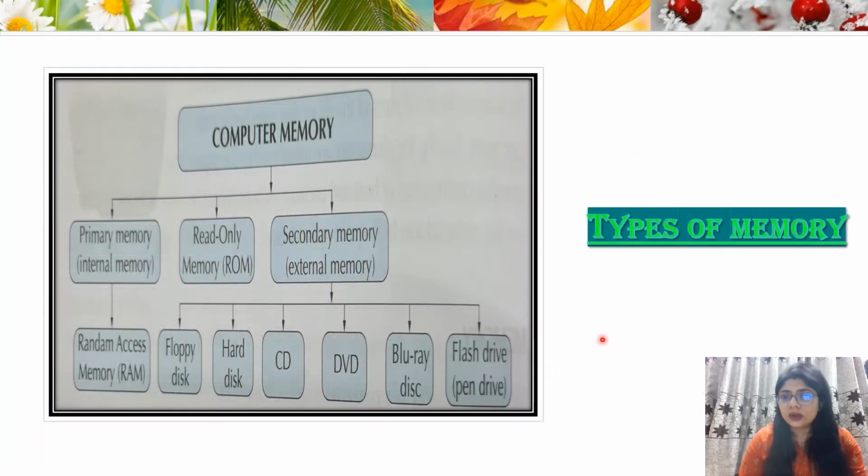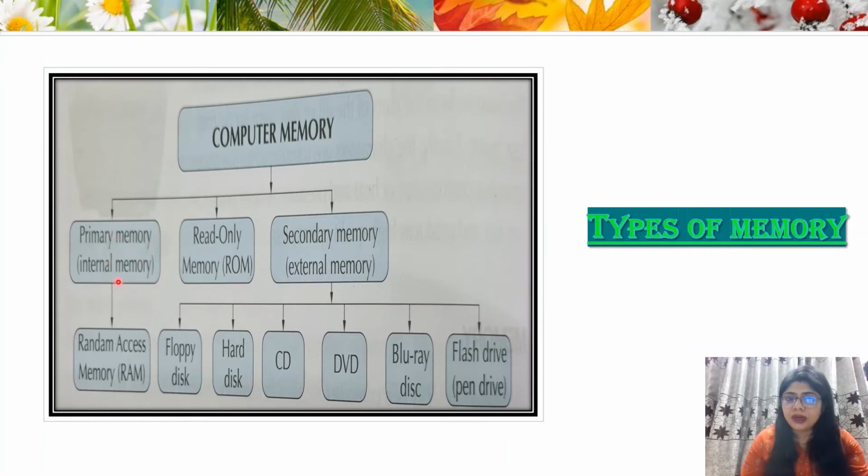Next, also types of memory a computer has. A computer has three types of memory. One is primary memory, then secondary memory, and in between there is the read-only memory. Okay, we'll understand about them.